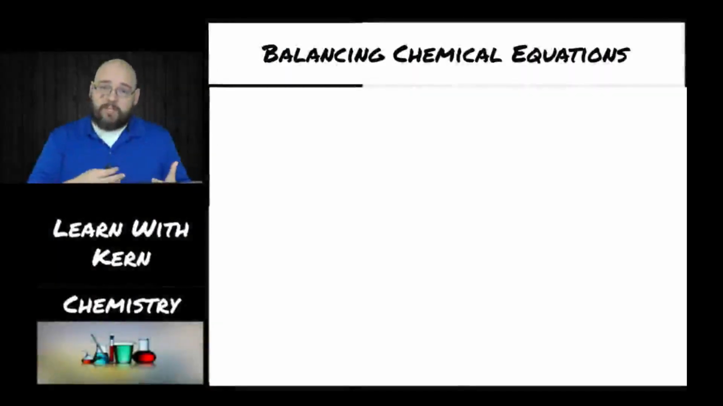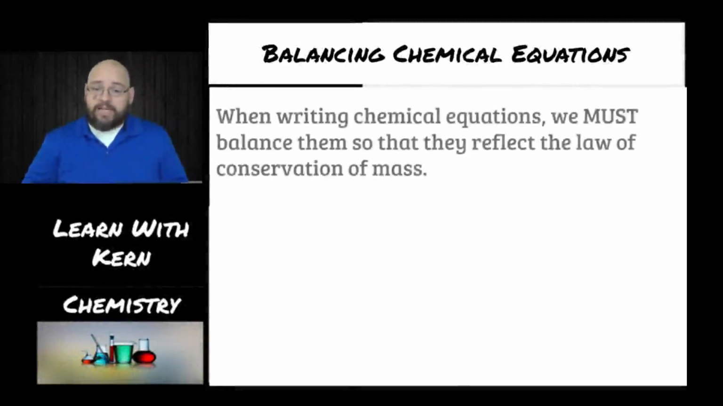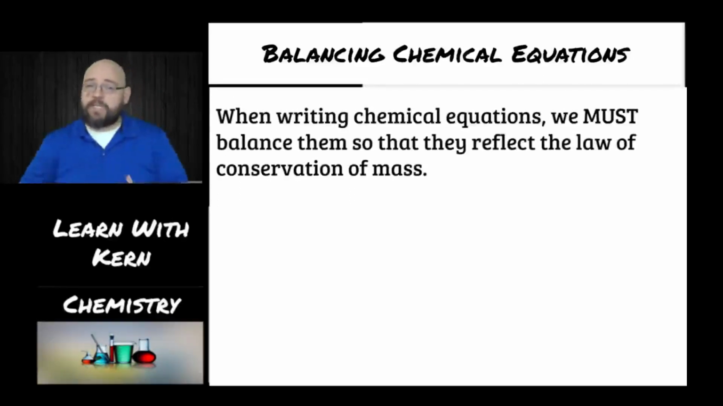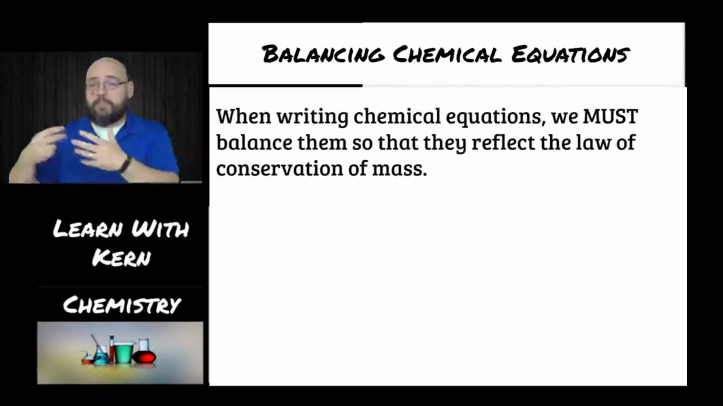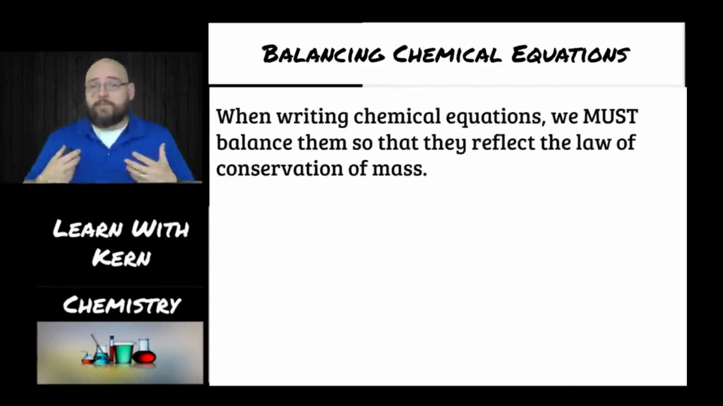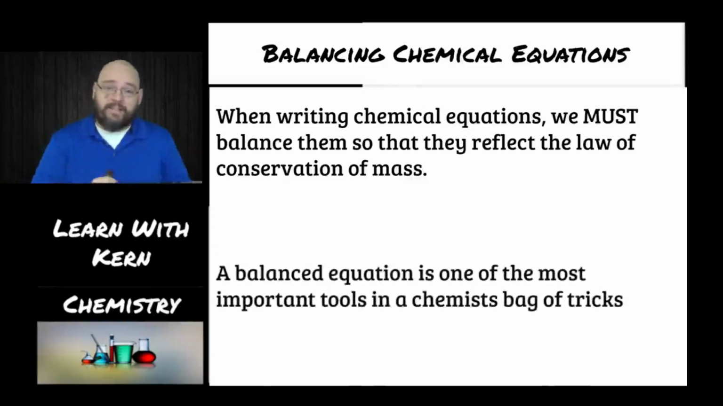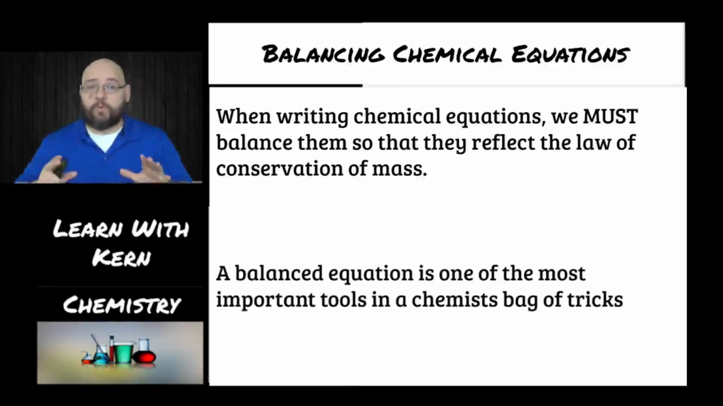So after we balance the equation, we then have to write it down, and we write down the skeleton equation. And when we're writing these chemical equations, we have to balance them so that they reflect the law of conservation of mass. We can't just say we have this compound plus this compound makes this compound plus this compound. We have to actually account for the number of them, and we do that with the coefficients. A balanced equation is one of the most important tools in a chemist's bag of tricks. Without a balanced chemical equation, there's a lot of things that we cannot do, and for most of the things we do, we have to have a balanced chemical equation before we start.